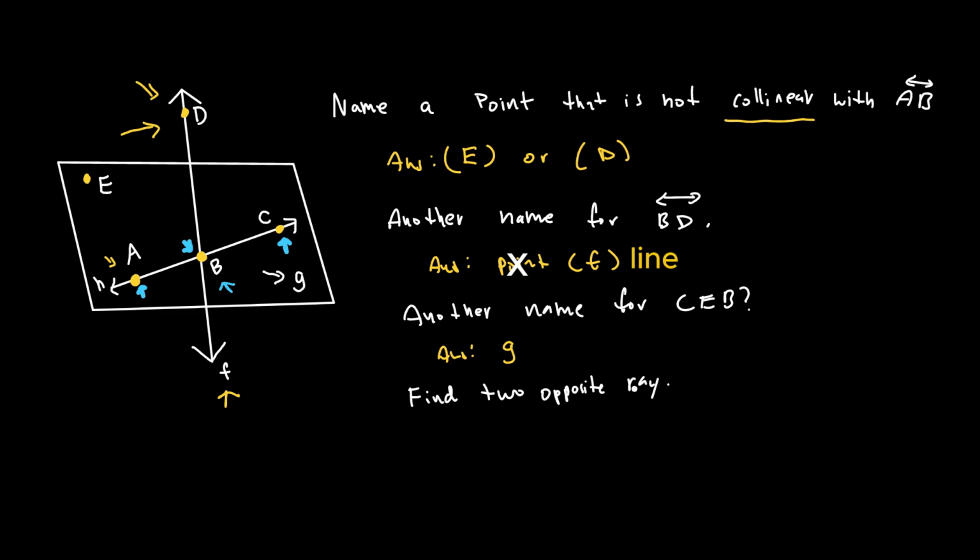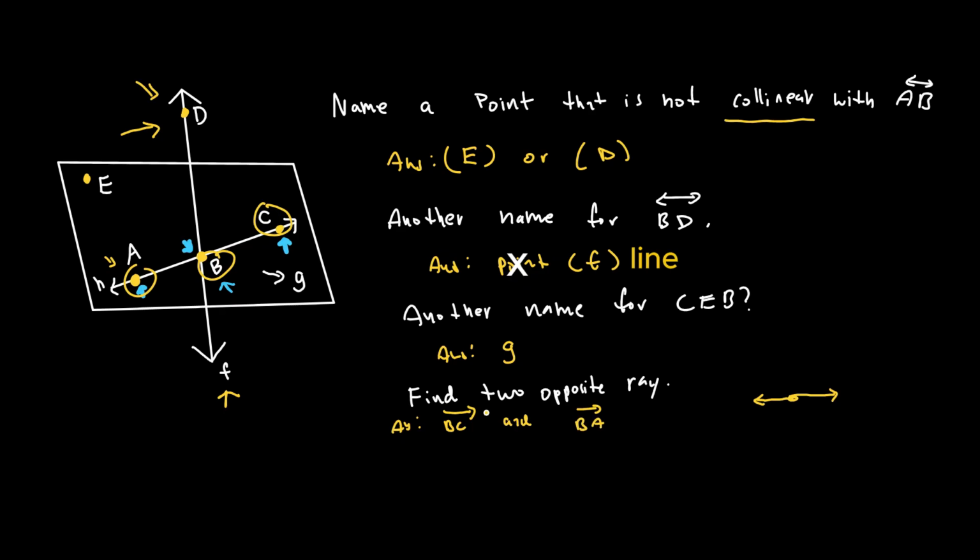Find two opposite rays. You know a ray looks like this, right? And the opposite ray will be the opposite of this ray, like this. So let's find two opposite rays. You see this line over here, we have B and we have C. That's a ray. And this one over here, B and A, would be another ray. So our answer would be ray BC and ray BA.